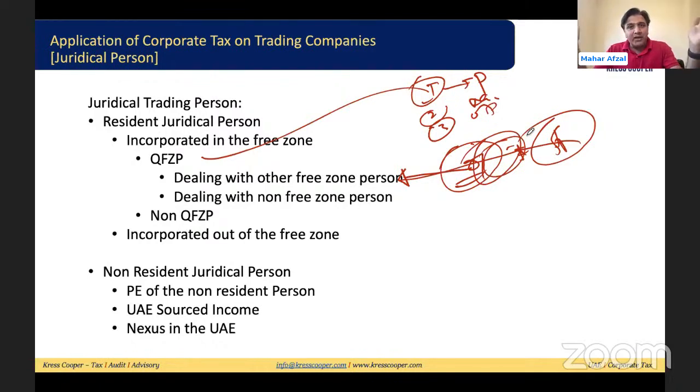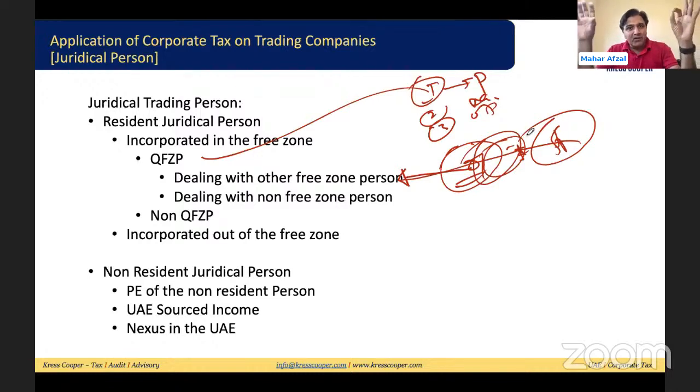But the important thing is this Jafza company, which is a qualifying free zone person meeting all those 6 conditions. If this Jafza company is selling the goods to the distributor, not to the end user, then the law says whatever income they get from the distribution business will be considered a qualifying income. And any income other than the distribution business will not be considered a qualifying income. It will be subject to tax.